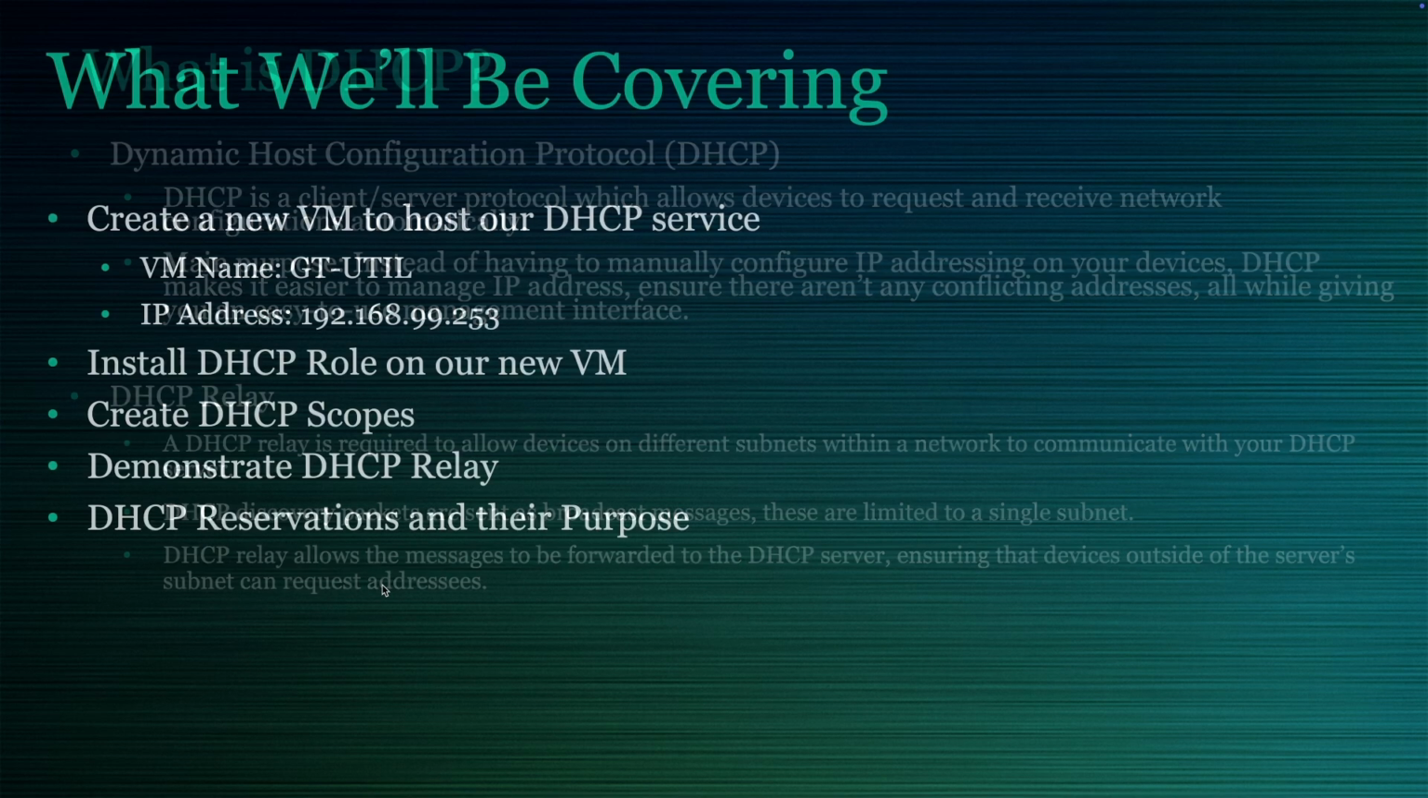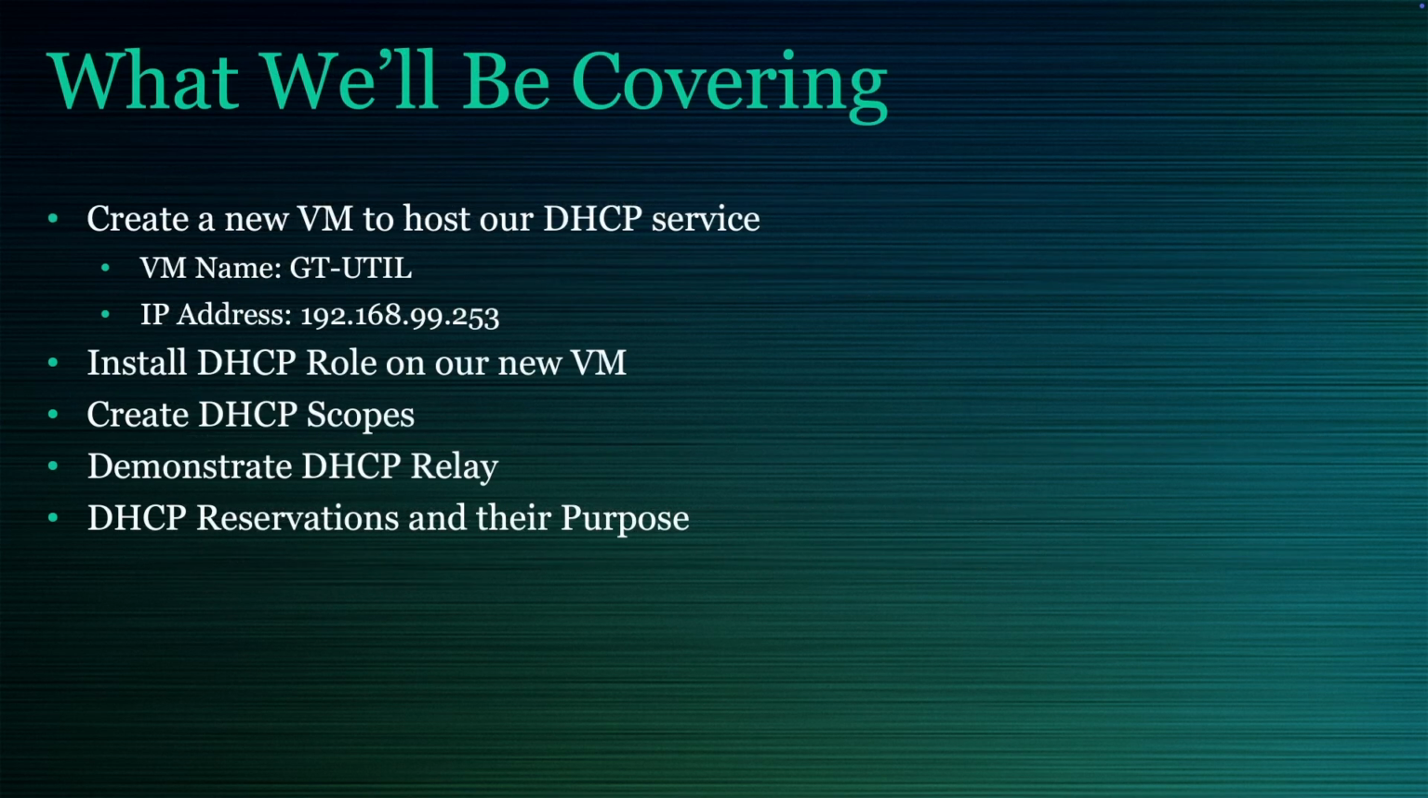What is our lab going to look like today? We're actually going to create a new VM to host our DHCP service. We're going to give it a name of gt-util. The reason we're giving it that name is this is essentially going to be our utility server, and we're going to be installing some more roles and services on it in the future. Our IP address is the 192.168.99.253.